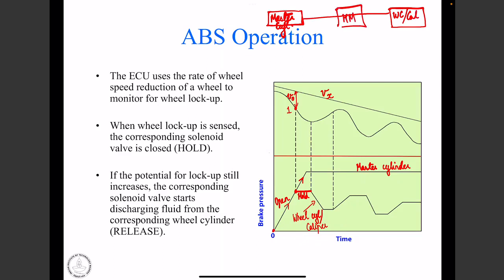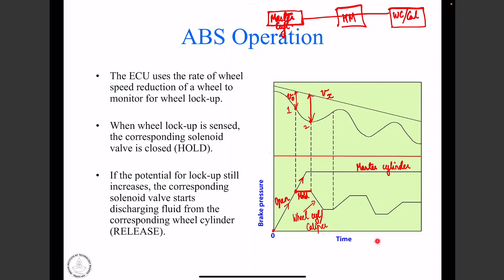So when the difference between Vx and V0 is perceived to exceed a certain threshold, we go from open to hold mode, right? Then we observe that at point 2, the gap is further increased because the commanded brake pressure and the tire road interface force don't match. Consequently, we are demanding more braking force than what is sustainable at the tire road interface.